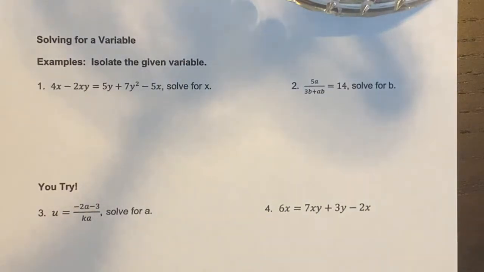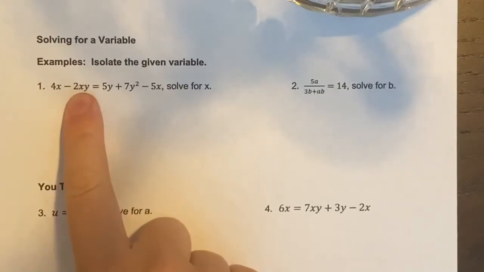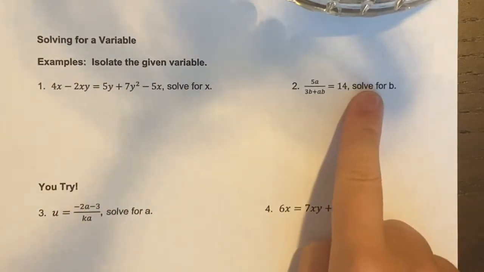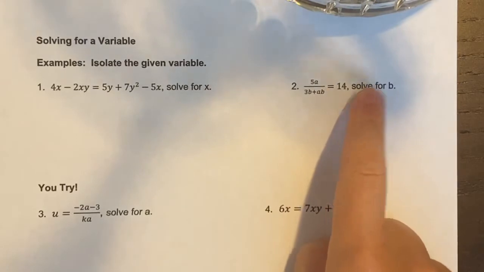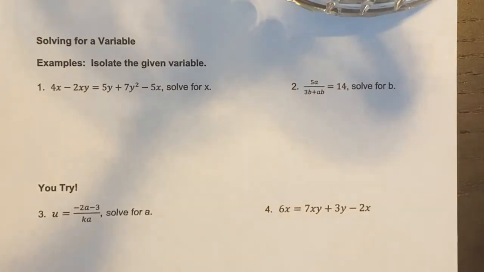Okay, so the next part of our notes involves isolating a given variable, which just means getting that variable by itself. So you want to do everything you can to try to get, in this situation, x by itself, and in number 2, we're going to get b by itself. And a lot of times that involves factoring, which is why we teach factoring before we do this.